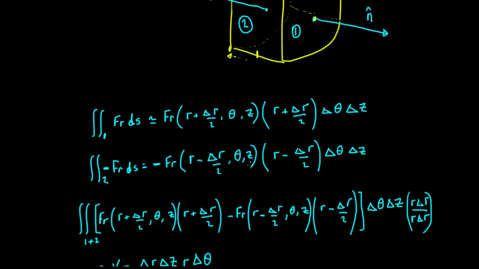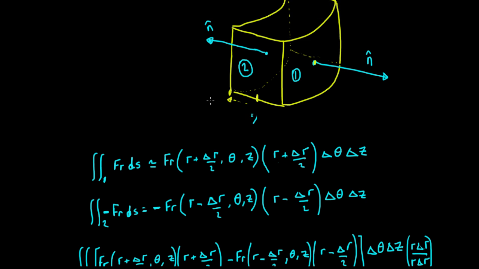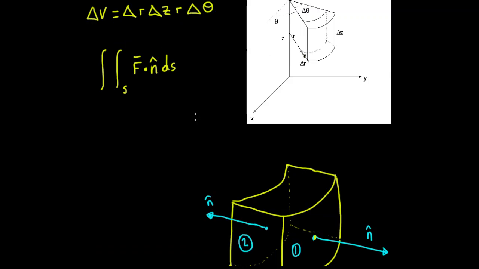And the theta and the z remain the same, and of course the area is going to be the same again. It's going to be our delta theta, delta z, but this time the r distance is going to be r minus delta r upon 2, which will take us to this little point here.